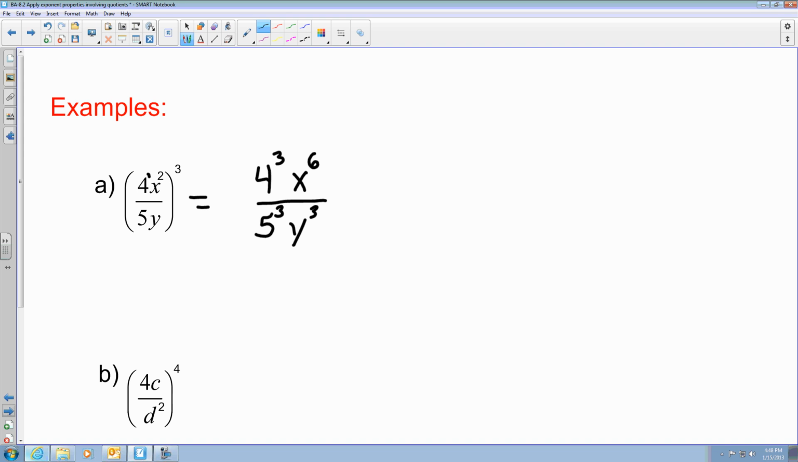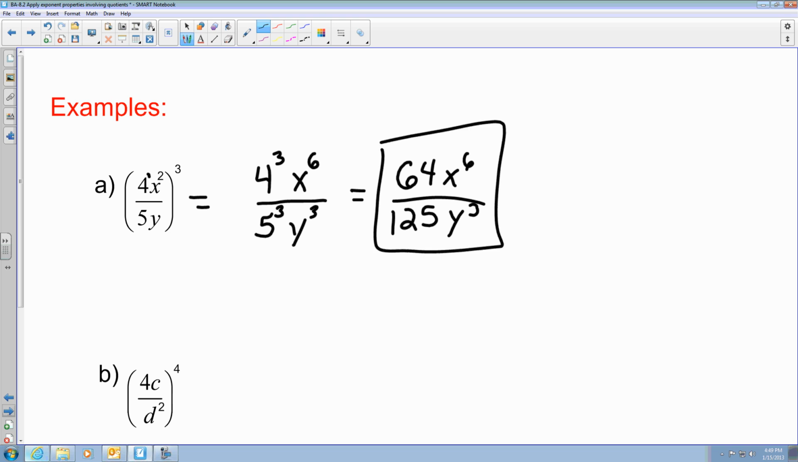And I don't know what 4 times 4 times 4 equals, what, 64? x to the 6 divided by 5 times 5 times 5. This gives me 125. And 64 divided by 125 is in lowest terms. So this would be our final answer.